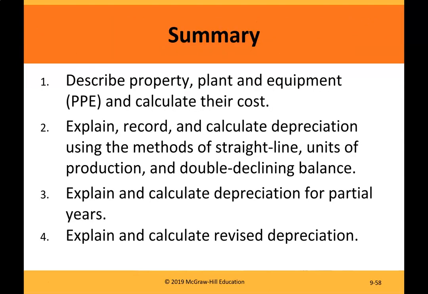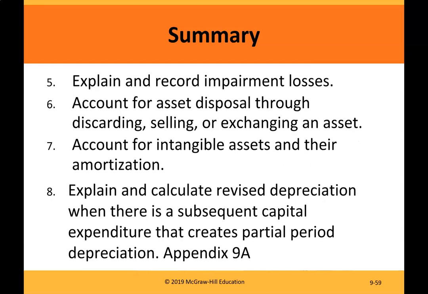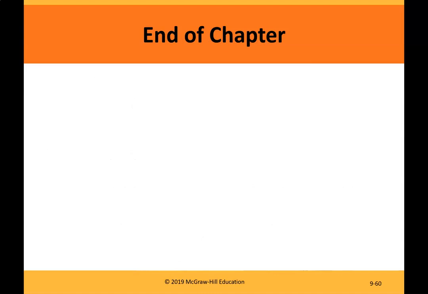Summary. Describe property, plant, and equipment and calculate their cost. Explain, record, and calculate depreciation using only the straight line method. Explain and calculate depreciation for partial years. Account for asset disposal through discarding and selling, and we won't worry about exchanging an asset. And that's pretty much what we're going to focus on in this chapter. End of chapter.